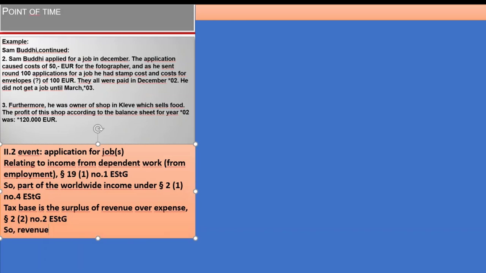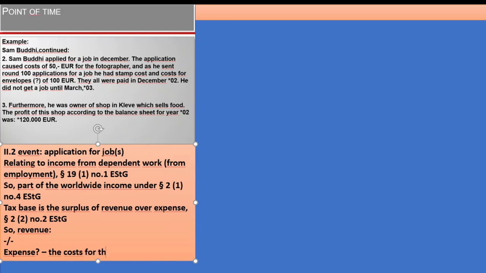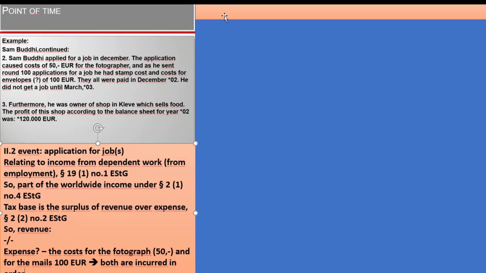That is again a standard reference to number 2. So let's look for revenue. And there is none. Expense: the costs for the photograph, 50 euro, and for the mails, 100 euro. Those are incurred in order to get a job. So income related expense.